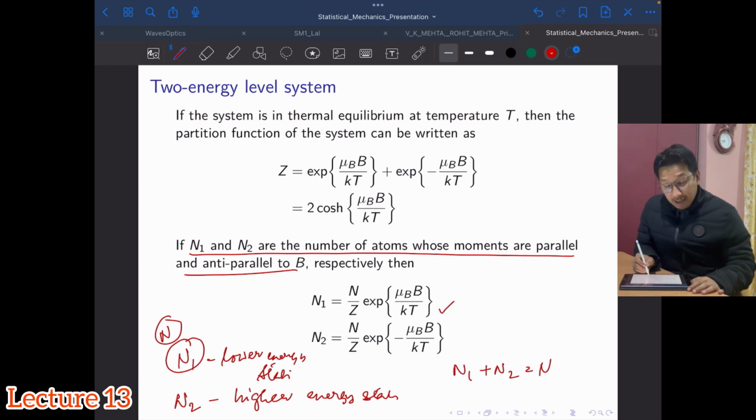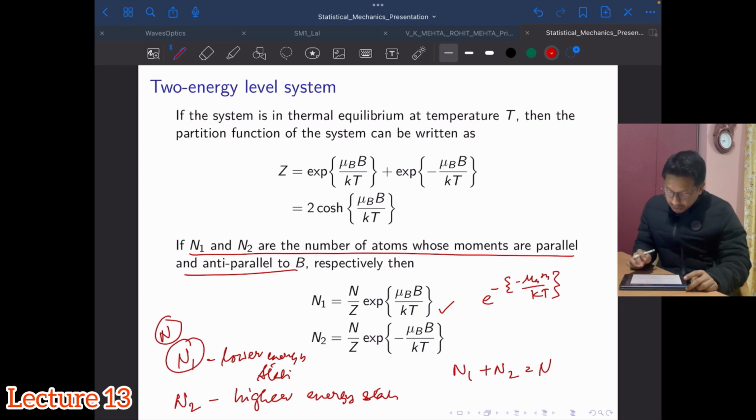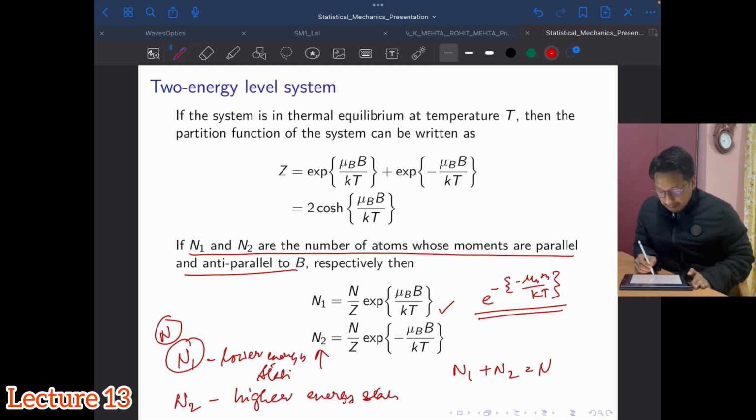So this many atoms are in the lower energy state, because here the exponential is actually exponential of minus of minus mu B by kT, which is why it is now becoming positive here. N2 is the number of atoms which are in the higher energy state. From here itself you can see that N1 is greater than N2, because there is this negative term. N2 will be lesser than N1. So N2 is given by N by Z times the exponential of this term.